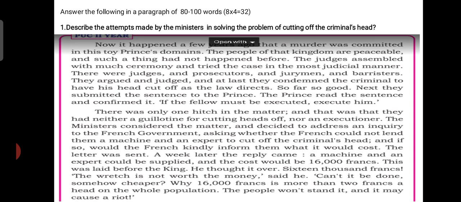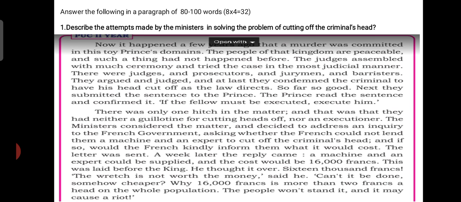There was only one hitch in the matter, and that was that they had neither a guillotine for cutting heads off nor an executioner. So, now there is one hitch. There is a problem. What is that problem? They want to cut the criminal's head off. They do not have a machine, neither do they have an executioner. They don't have a person who can cut the criminal's head off. So there is no machine, no executioner.